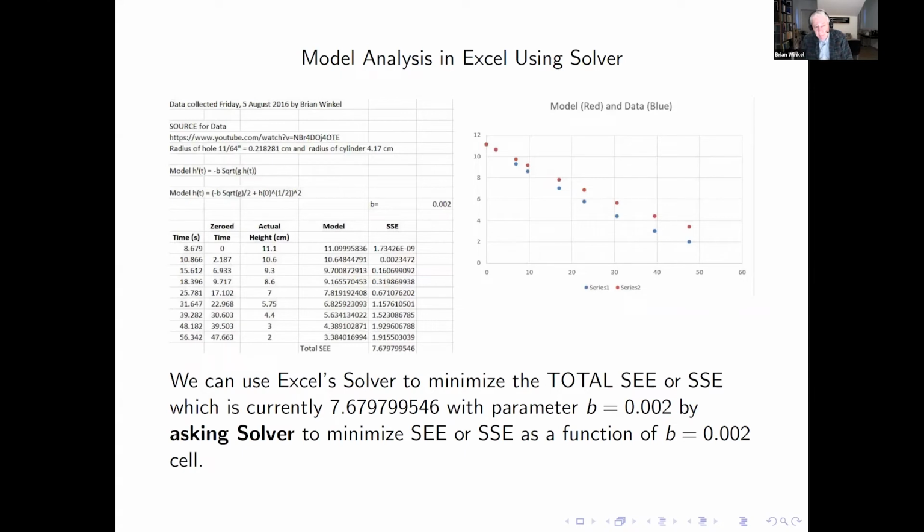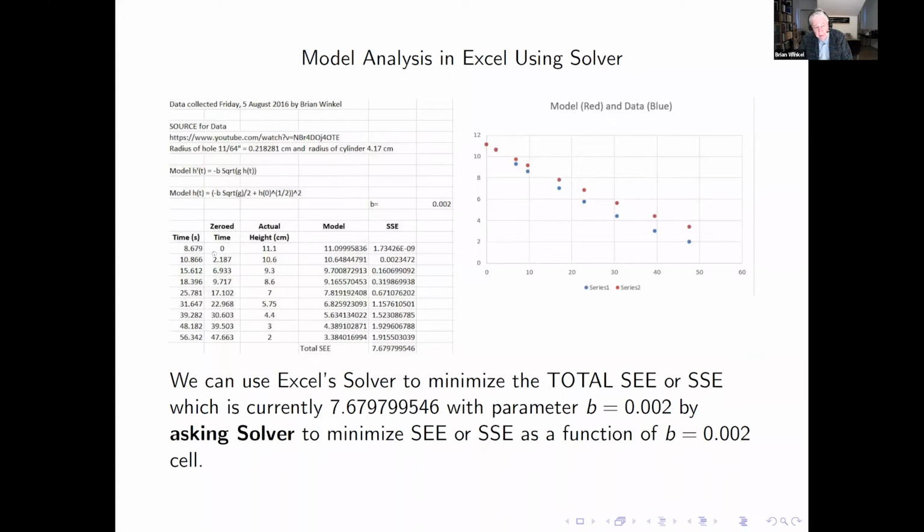So here's an example from an Excel spreadsheet, and we're going to go live to the Excel spreadsheet in a moment. But this is a screenshot. This was done 6 years ago by me. I tell you the video that we got the data. This is our model, h prime of t is equal to minus b times the square root of the expression g h of t. And this is our model solved. I just wrote this in there for reference. This was the time that we took off of our data, and this is the time that's zeroed out.